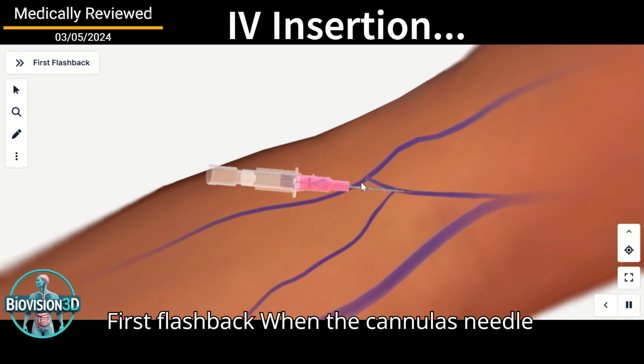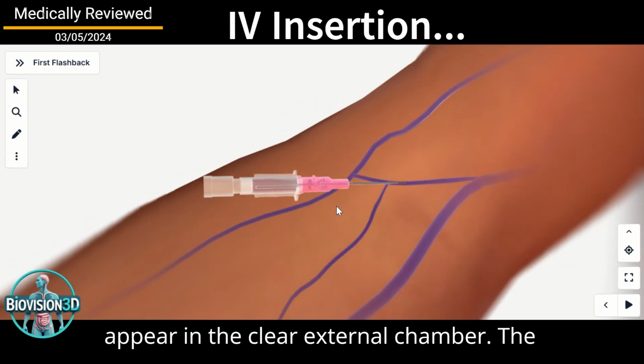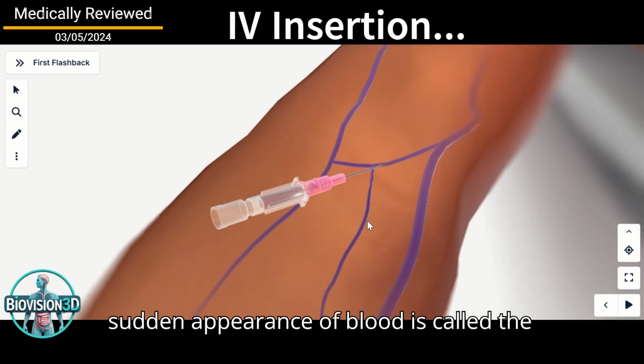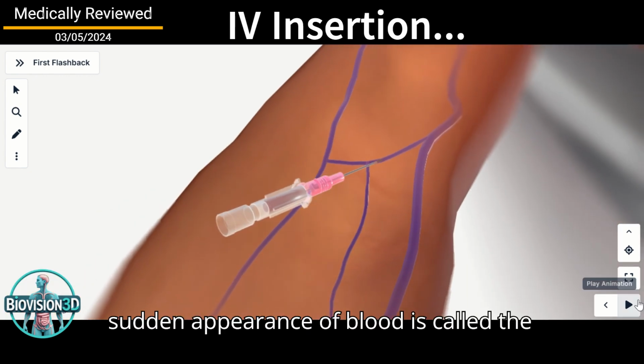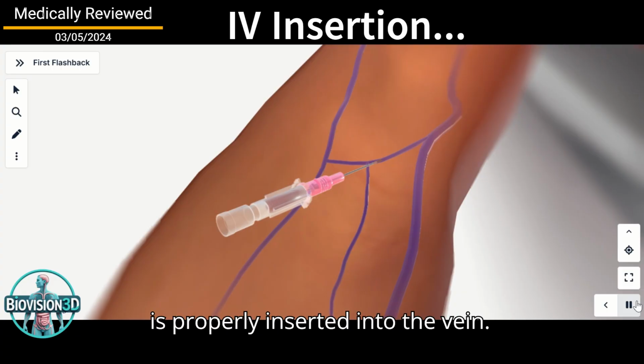First flashback. When the cannula's needle-like tip pierces the vein, blood will appear in the clear external chamber. The sudden appearance of blood is called the first flashback, and signals the cannula is properly inserted into the vein.